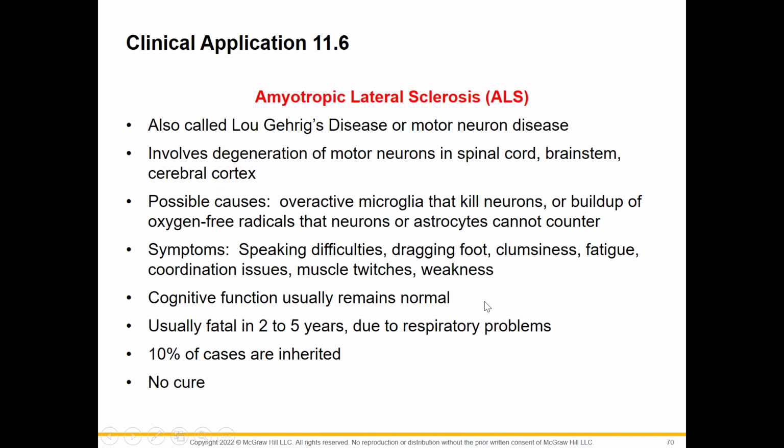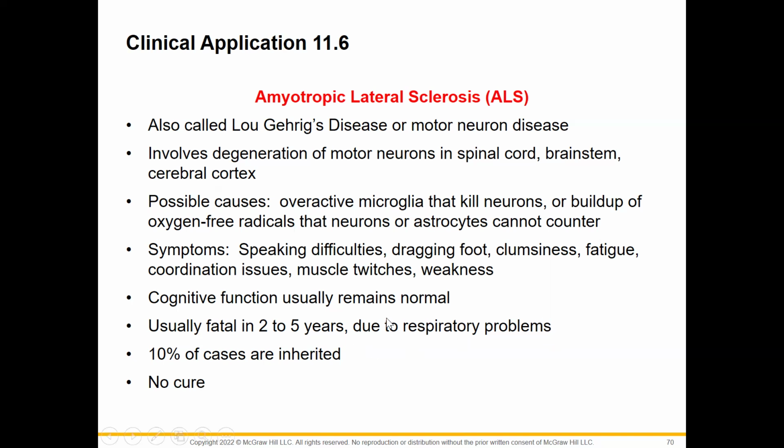Cognitive function usually remains normal because in ALS, it's not the cognitive neurons that are being affected, it is the motor neurons that are being affected. It's usually fatal within 2 to 5 years. So after a person becomes diagnosed, they usually pass away within 2 to 5 years because of respiratory problems.